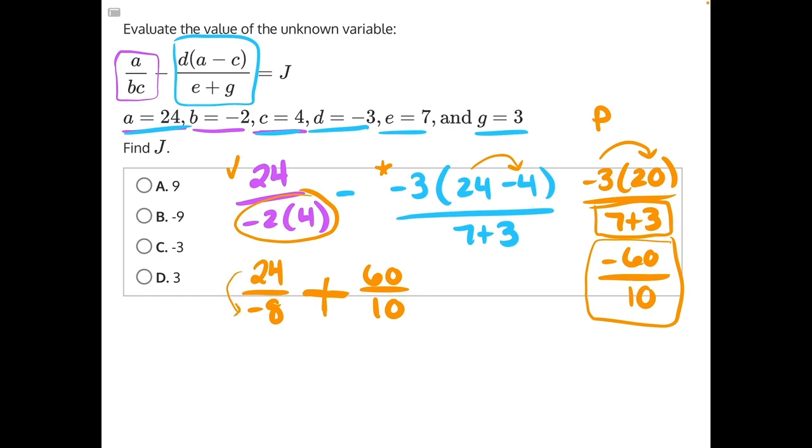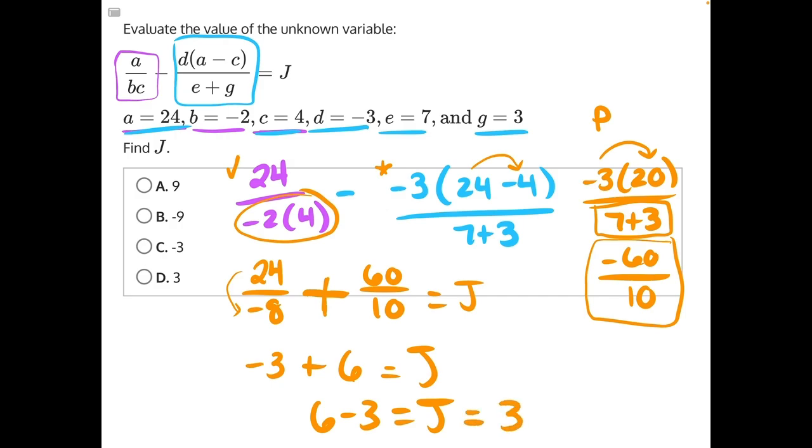24 divided by negative 8 will give us a negative 3, plus 60 divided by 10 will give us a positive 6. And then finally, negative 3 plus 6 will give us, adding a negative is the same as subtracting a positive. So 6 minus 3 will give us a positive 3, making answer choice D our correct answer.